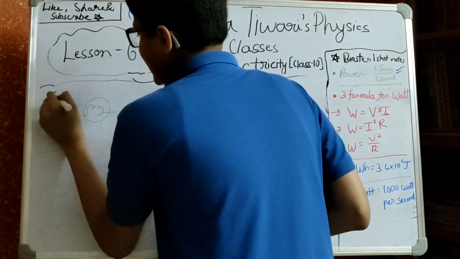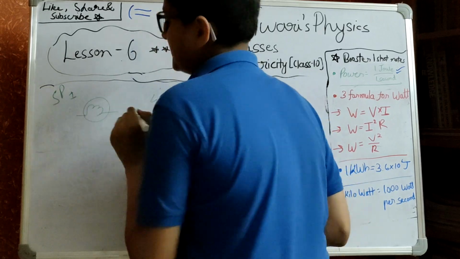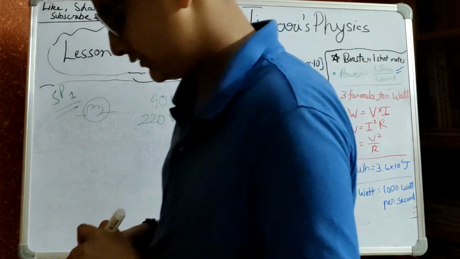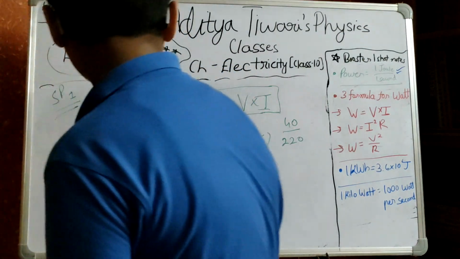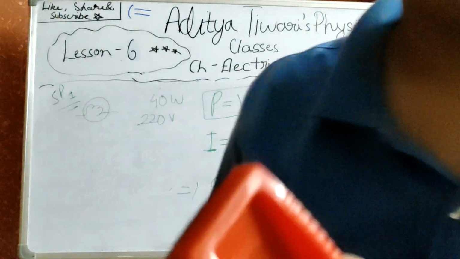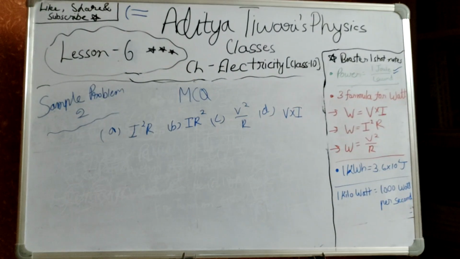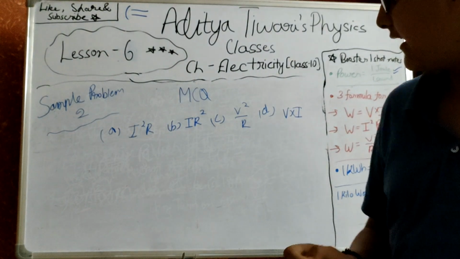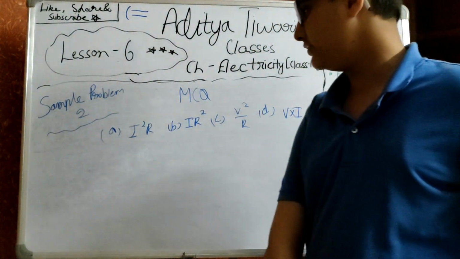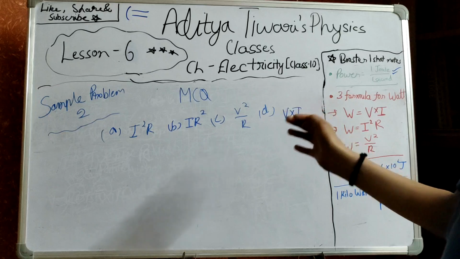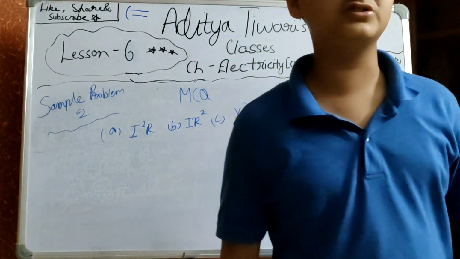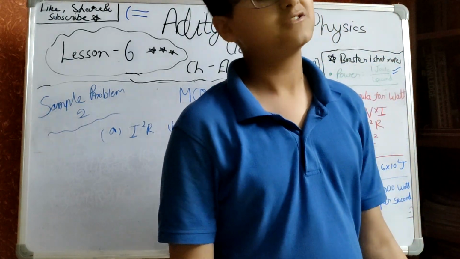Okay, so this was SP1, and by SP I mean sample problem 1. Okay, let's do the second sample problem. I'll do this in blue color. Okay, now I have written the question, sample problem 2. This is an MCQ question, and I have given its options. I'll just read out the question because it's very easy. There's no calculation. You just need to memorize the formulas to answer.